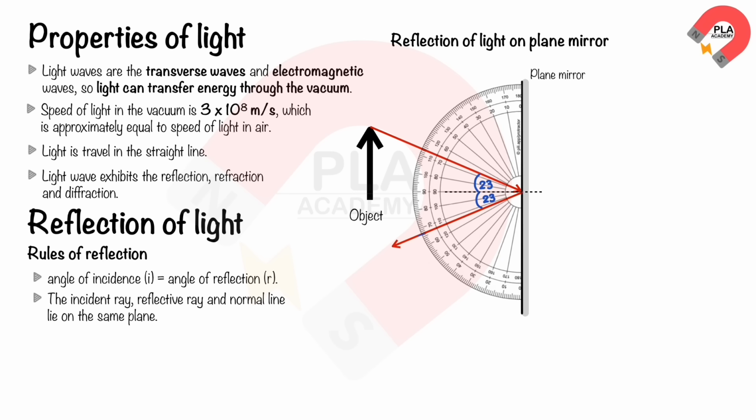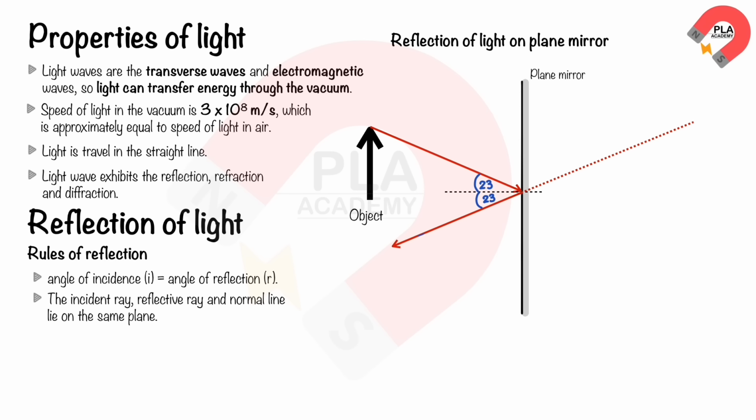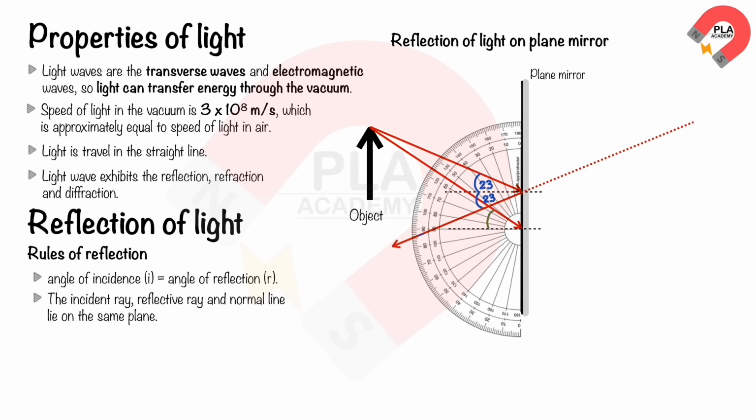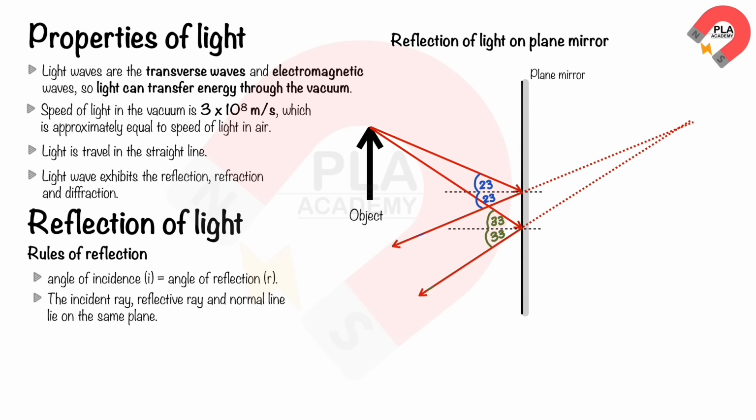Draw the reflected ray. Extend the reflected ray back behind the plane mirror as a dotted line, which shows it is a virtual ray. Draw the second incident ray from the top of the object to anywhere on the plane mirror. Repeat the steps for the normal line and reflected ray for the second incident ray. The virtual image is created behind the plane mirror at the intersection of both dotted lines.